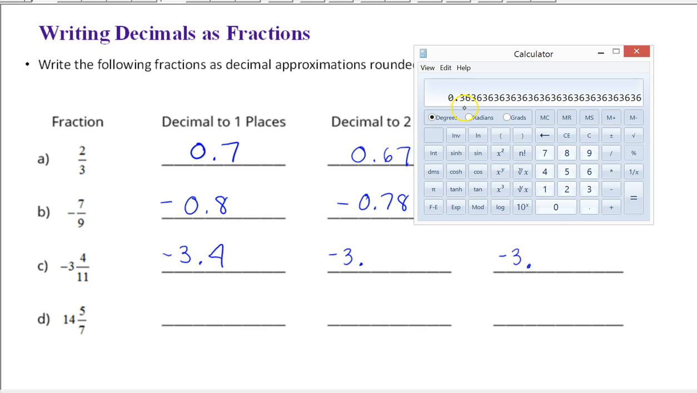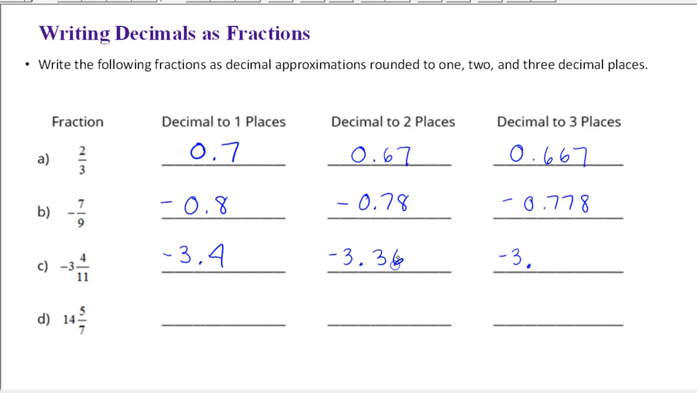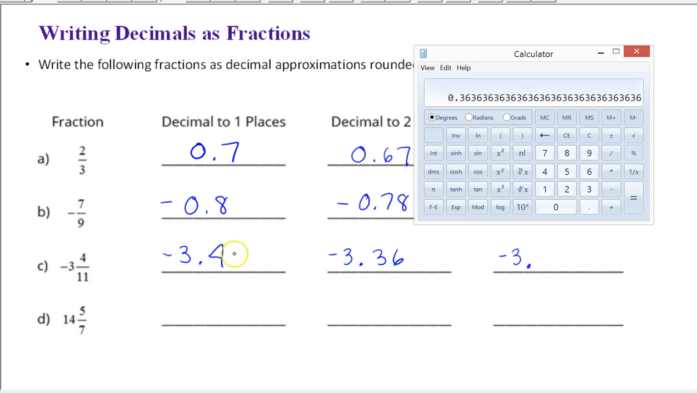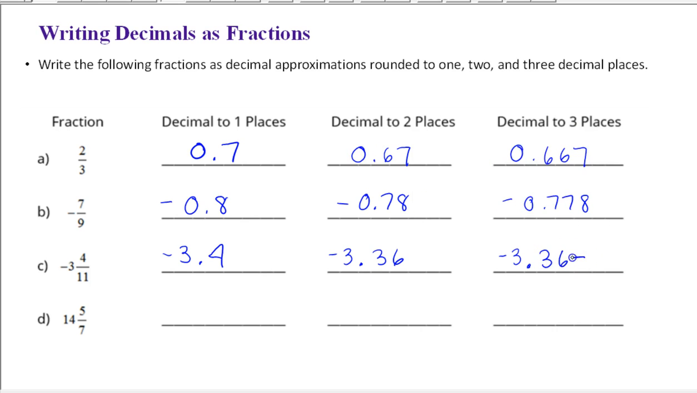2 decimal places, notice we have a 6 in the hundredths place, 3 in the thousandths, so we're going to round down to 0.36, or in this case, -3.36. So here we rounded up, there we rounded down because the digits are alternating between 3 and 6. And for 3 decimal places, we're going to look at the fourth. The fourth decimal place is 6, so we're going to round up this 3 to a 4, so it's 0.364. So negative 3.364.